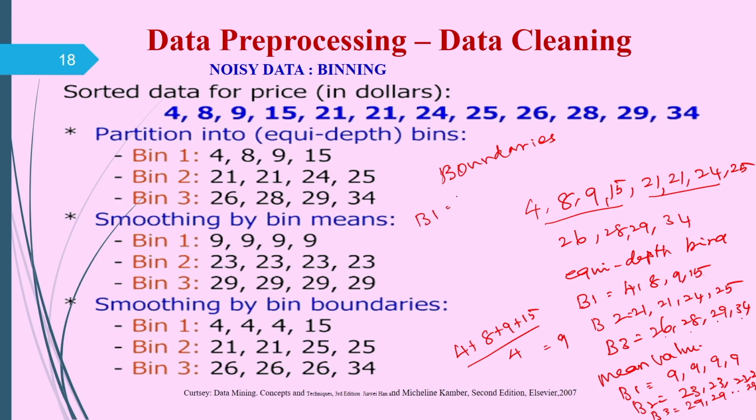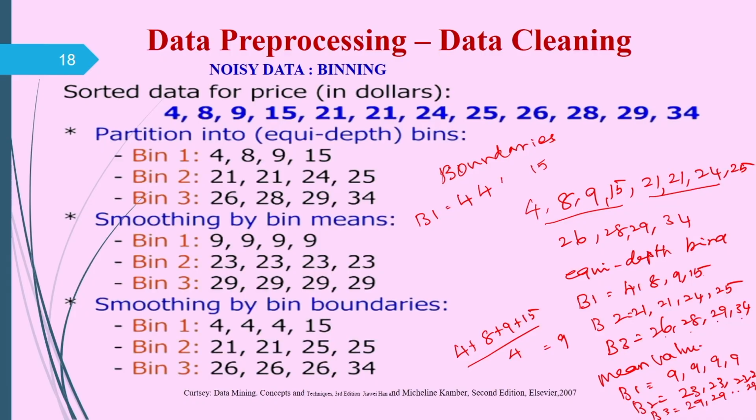In bin 1, we have to fill the first data with 4 and the fourth data with 15. Now, we have to compare the first data with the neighboring data, which is 8. So, the difference from 4 is 4. So, the nearer is that 4 only. So, the next data has to be filled with 4.